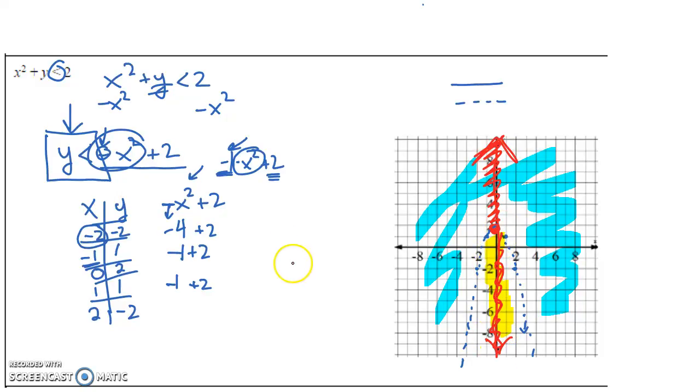That's what I want. So if I could clean it all up again, my final answer would look something like this, with this part shaded in, because that's the part that has the y going less than.